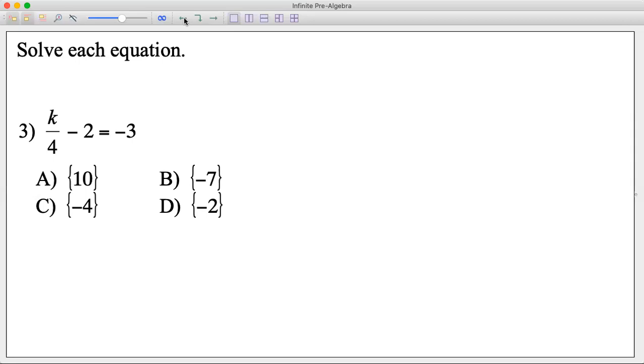By the way, another way of doing it. If this is the answer, I should be able to put it into k. What's -4 divided by 4? -1. -2 equals -3, and that's why it's the answer. Now that is called the check step, right?